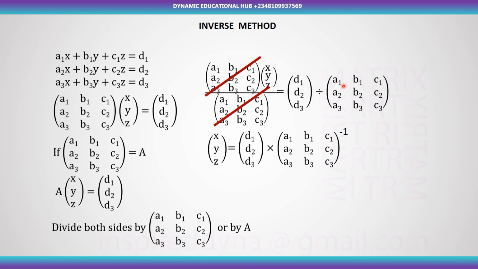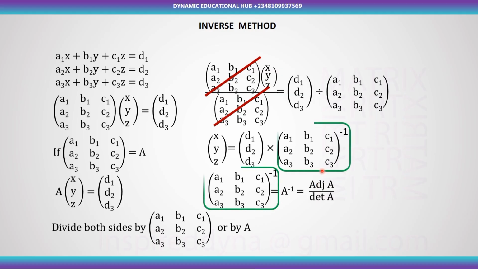And don't forget, division means reciprocal or multiplicative inverse, so this is the multiplicative inverse of A, because this represents A. So this is also A raised to the power minus 1, the inverse of A. And don't forget the formula for inverse: the inverse is equal to the adjoint divided by the determinant, or 1 over the determinant multiplied by the adjoint.